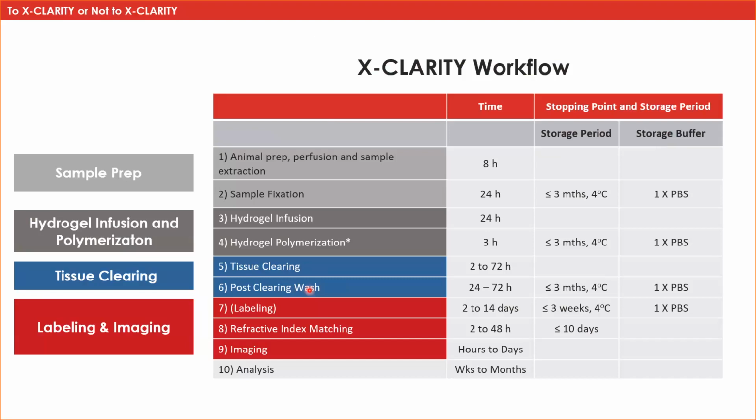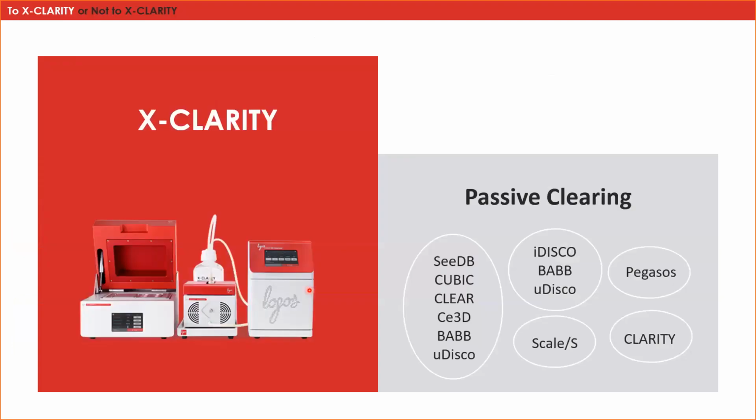All told, with the system, the entire process from sample prep to imaging can take as little as a week for endogenous labeled samples, or probably up to about 3 weeks if you have large samples that need to be antibody labeled. The various sample holder options we provide allow you to process up to 6 or more larger tissue samples in one batch, depending. So that's the X Clarity system and a brief introduction to the process that goes around it.